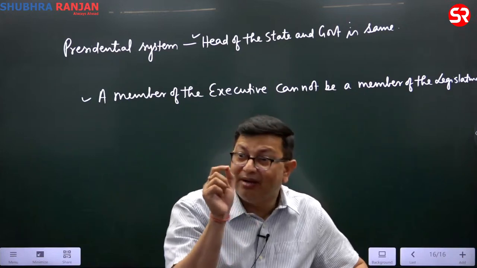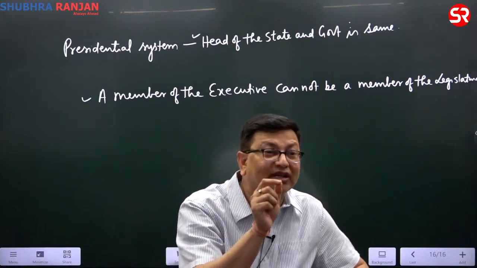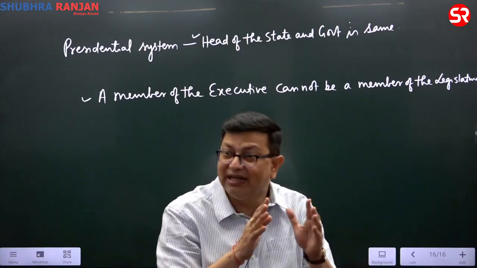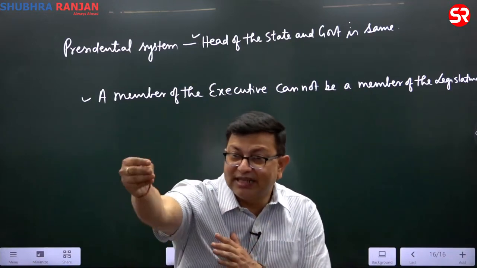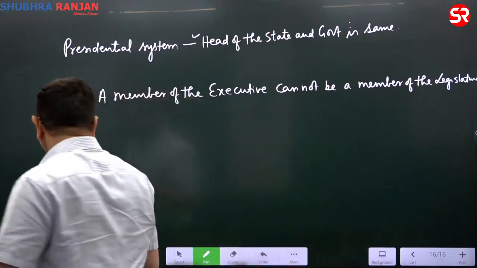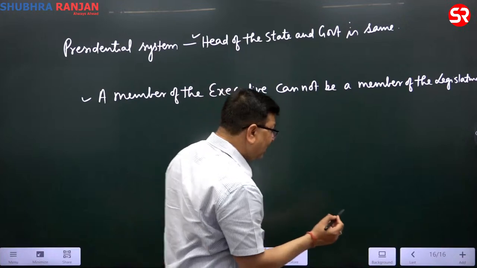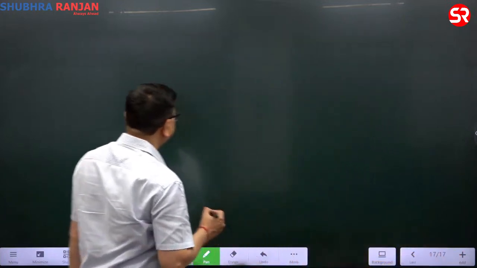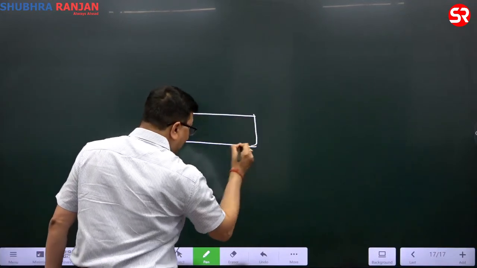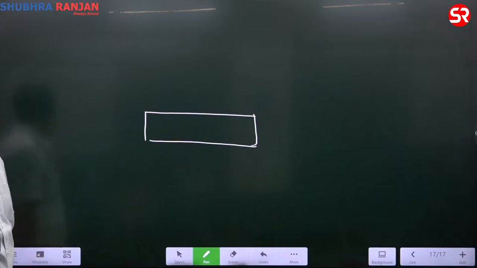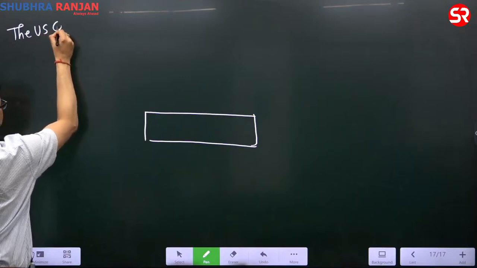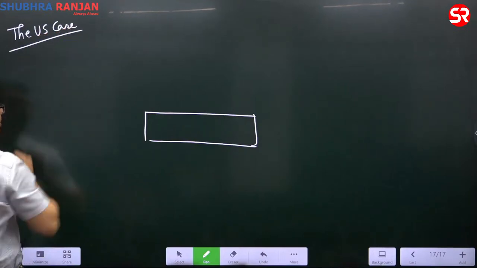You cannot be a minister as well as a member of the US Congress at the same point of time. There has to be a clear-cut separation between members of the legislature and members of the executive. Then here I'll tell you with the help of an illustration. Look, the US is a role model of a presidential system. The US case.